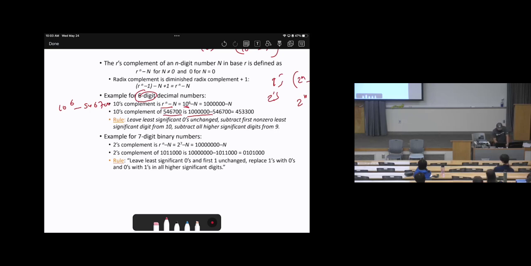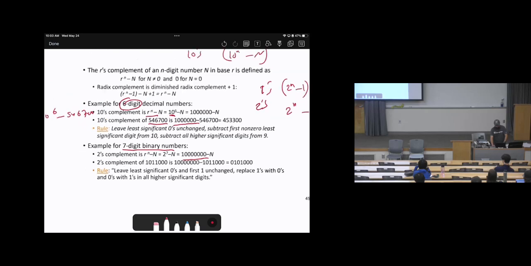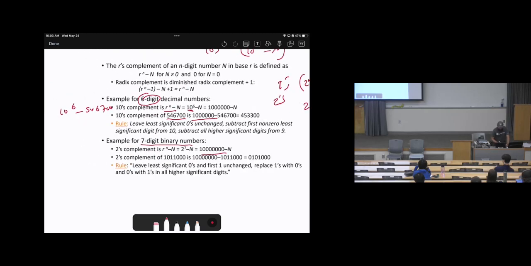Then for the binary representation, you also need to make it binary. So 2 power n, 2 power 7, or in other words, it will be 10000 minus n. So this will actually take a lot of time, doing this analysis to find the 2's complement and the 10's complement. Is there any other easier way that we can find 2's and 10's complements?